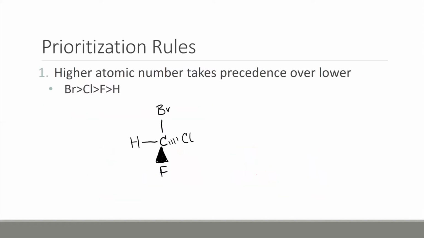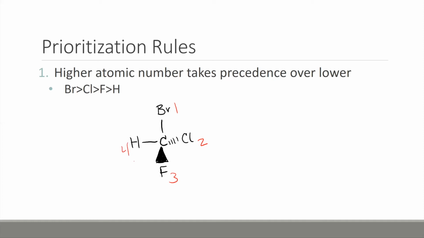So let's go more into these rules of prioritization, how you assign things, because it can get a little bit tricky sometimes. Generally, as I said, you always want to use the higher atomic number. That takes precedence over the lower. So like in our example, bromine would have priority number 1, chlorine 2, fluorine 3, and hydrogen 4.